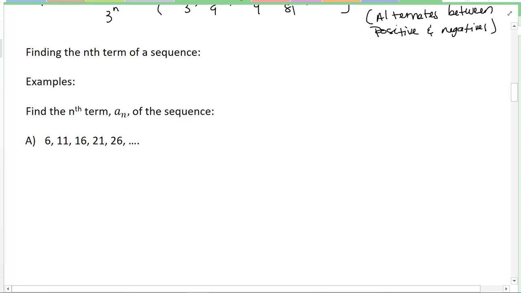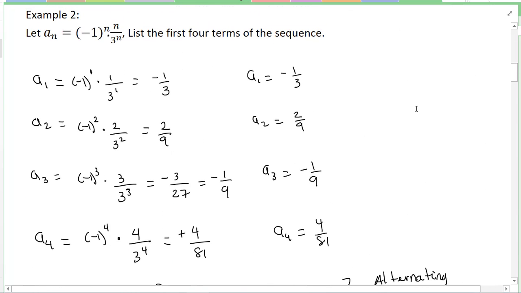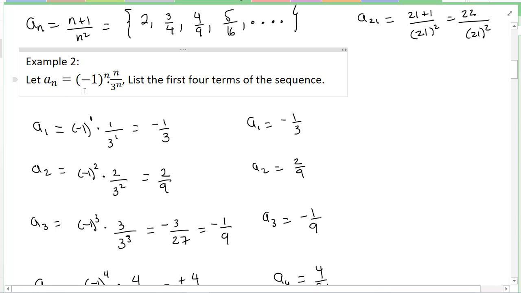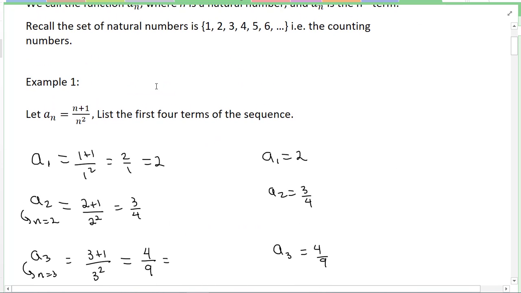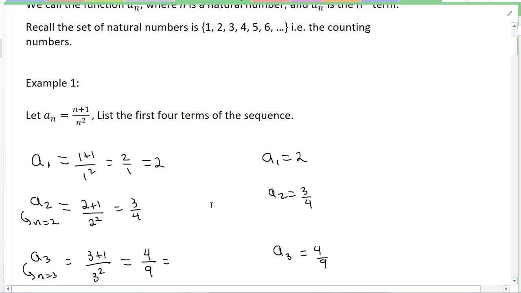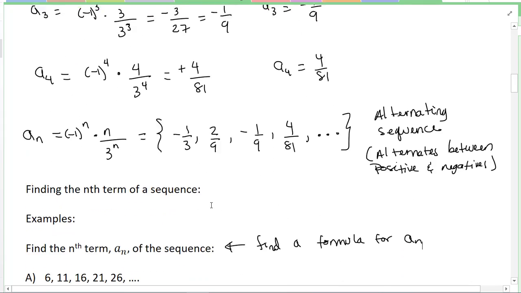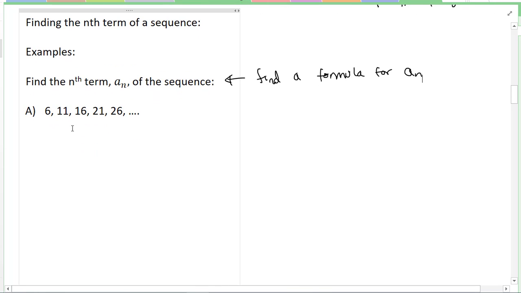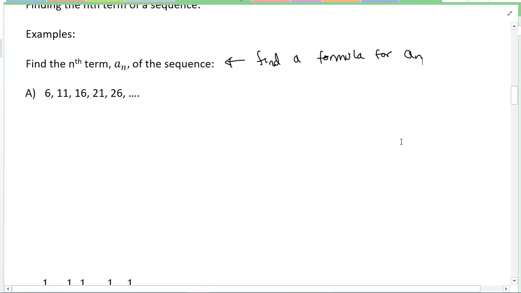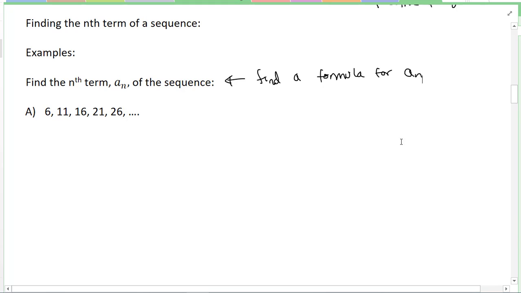When you see something like this that says find the nth term of a sequence, what that really means is find a formula for a sub n. Just like up here, we were given the formula, right? So the nth term is the formula. In both of these, we're given the formula, and we were asked to find terms of the sequence. Now we're given the terms of the sequence, and we're asked to find the formula. So find the nth term.